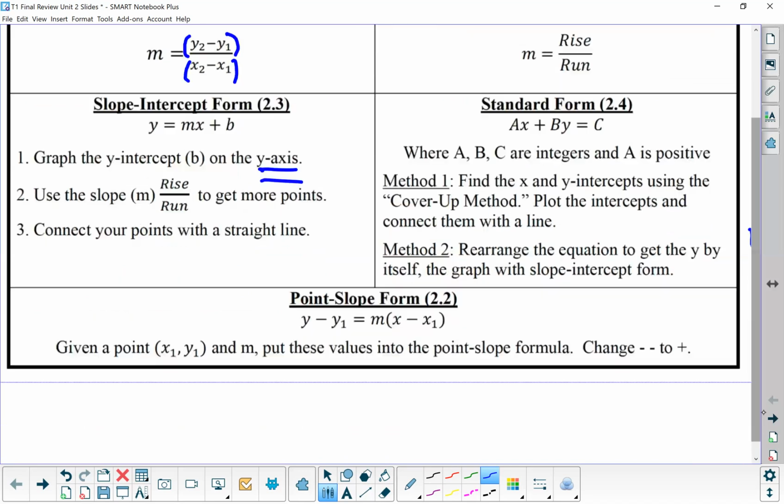The third form for a linear equation is point-slope form. So y minus y1 equals m times x minus x1, where x1 and y1 are a point, m is your slope, and you can plug those values into your equation. If we have to subtract a negative, we can change subtracting a negative to adding a positive.